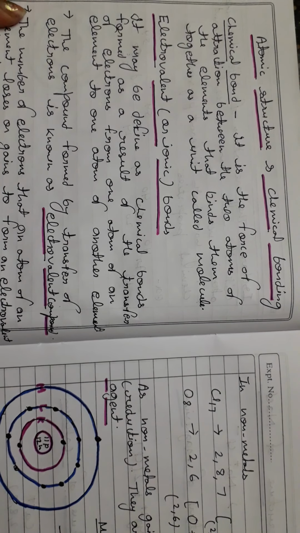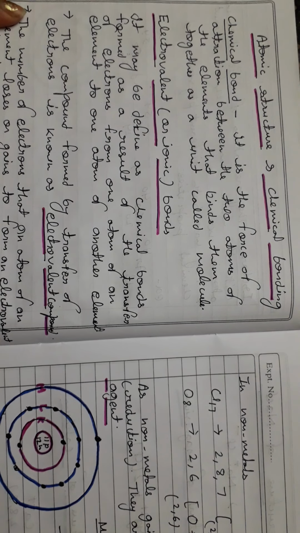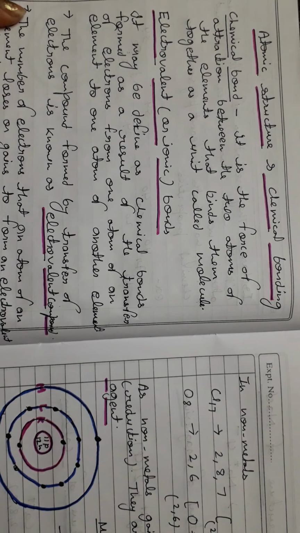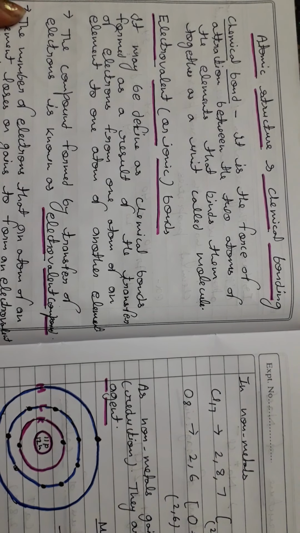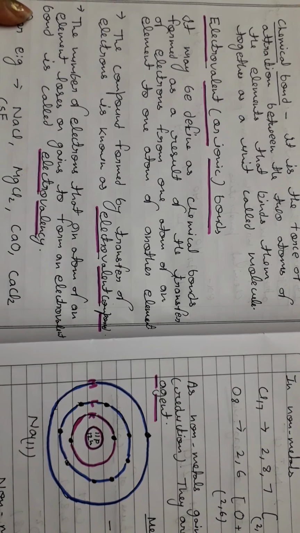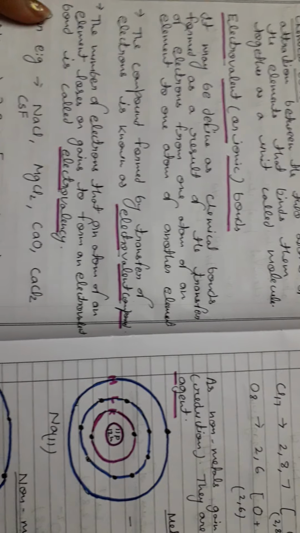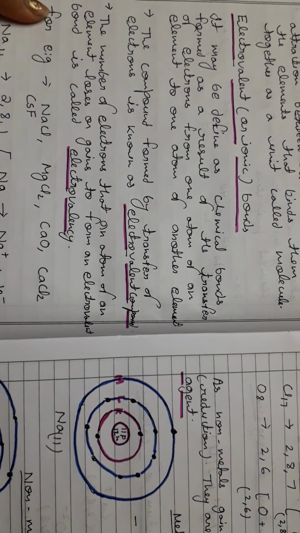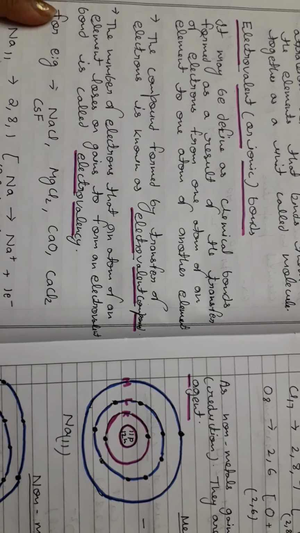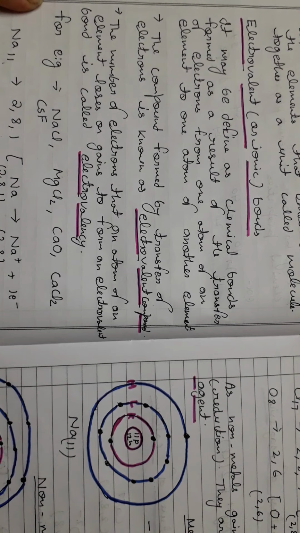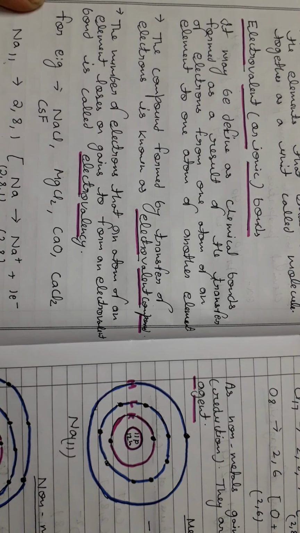Now, electrovalent or ionic bond. It may be defined as a chemical bond formed as a result of the transfer of electrons from one atom of an element to another atom of an element. It is called an electrovalent or ionic bond. The compound formed by transfer of electrons is known as an electrovalent compound. The number of electrons that an atom of an element loses or gains to form an electrovalent bond is called electrovalency. For example, NaCl, MgCl2, calcium chloride, calcium oxide and cesium fluoride.